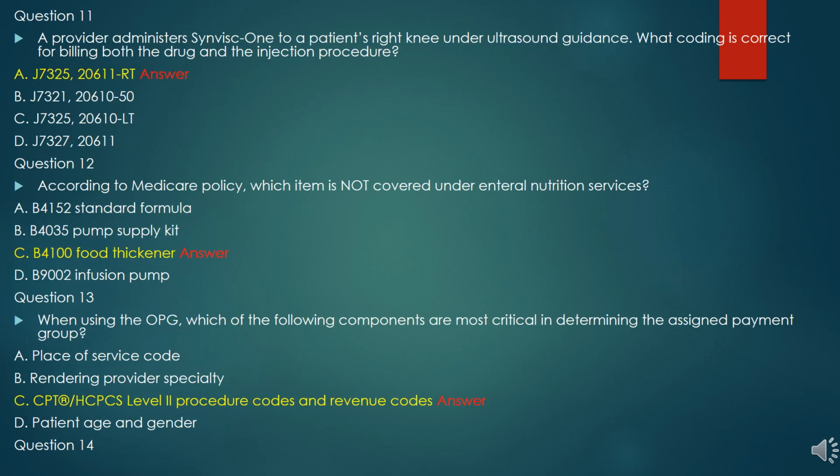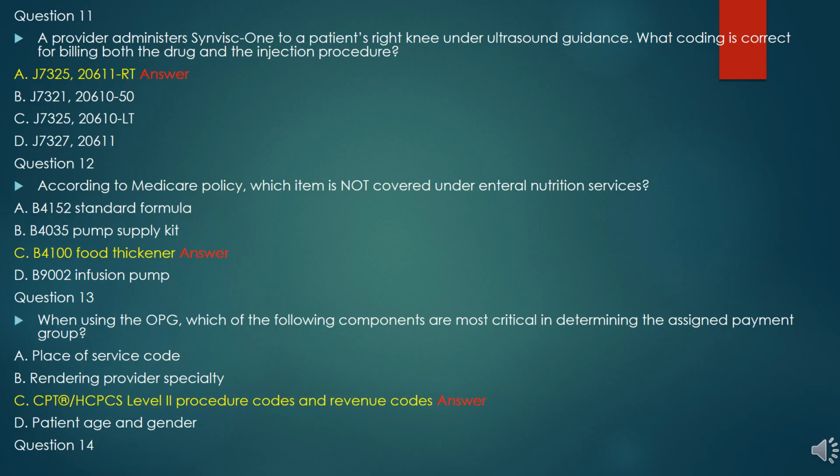Question 11. A provider administers Synvisc-One to a patient's right knee under ultrasound guidance. What coding is correct for billing both the drug and the injection procedure? A. J7325, 20611 RT. B. J7321, 20610-50. C. J7325, 20610 LT. D. J7327, 20611.